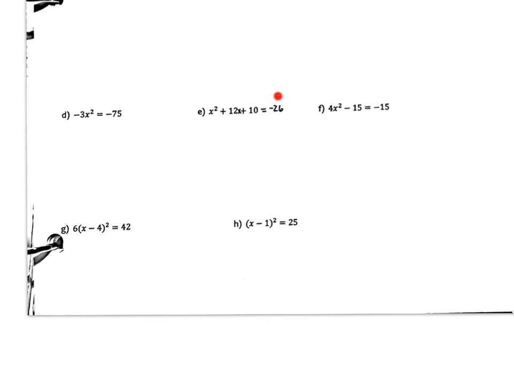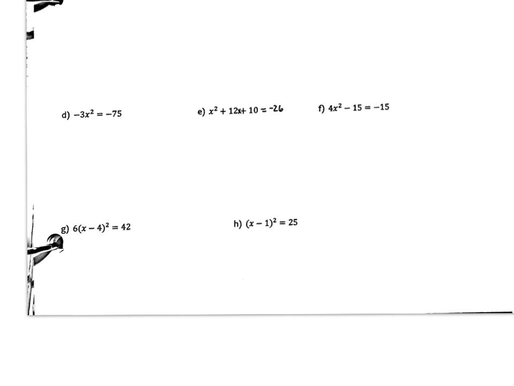We're going to start with E, because I believe the last problem we did was D. So here we are in E. Now this problem here is a trinomial. It has an x squared term, an x, and constants. So a little different here.